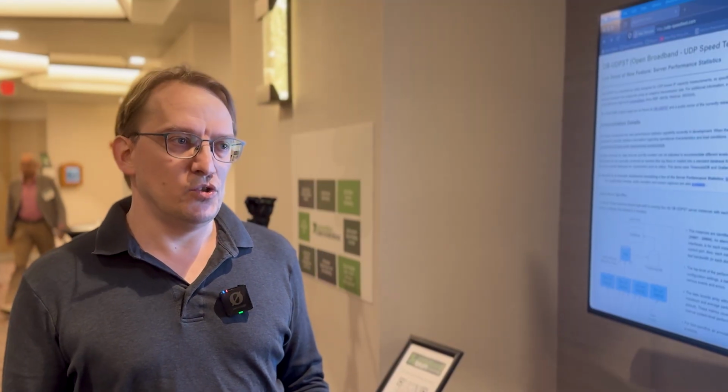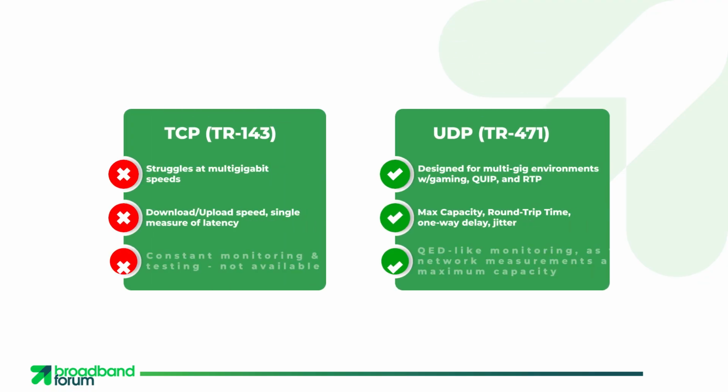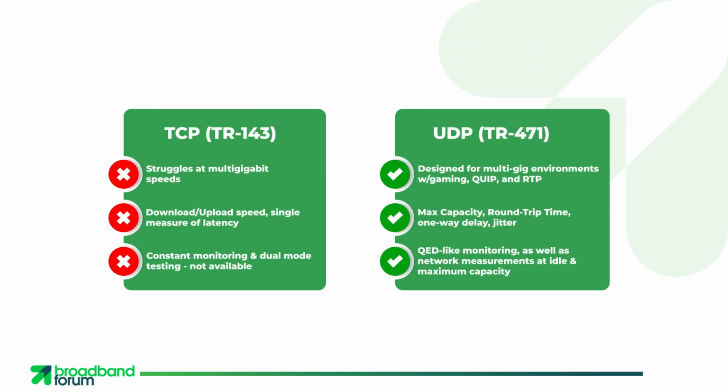So what you want to do is change to a different protocol, which is UDP, which basically is just a stream of fire and forget data that you're sending. And that will allow you to bypass all of these network specialities that are built into the TCP protocol. So that's why TR-471 was born.